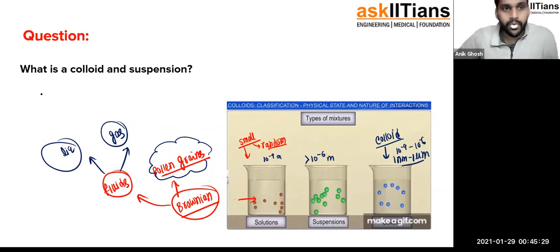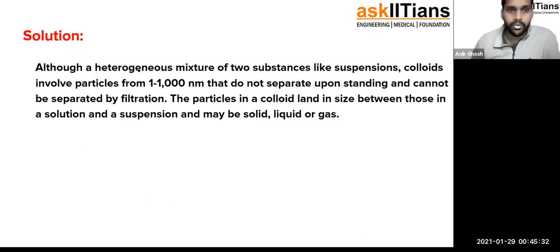Fine. So now what is the colloid and suspension? How to write the answer? A heterogeneous mixture of two substances, like suspensions and colloids, involves particles from 1 to 1000 nanometer that do not separate upon standing and cannot be separated by filtration. The particles in a colloid lie in the size between those in solution and suspension and may be solid, liquid, or gas. So the thing they're trying to tell you over here is for colloid.